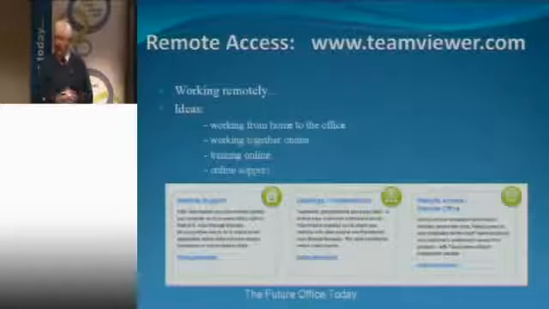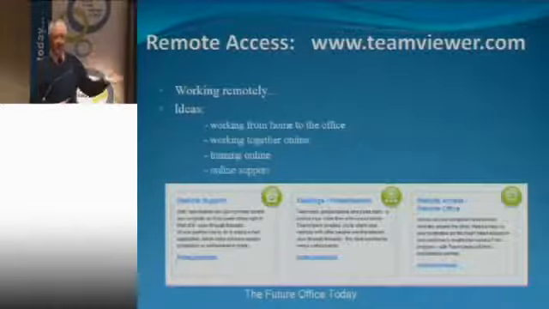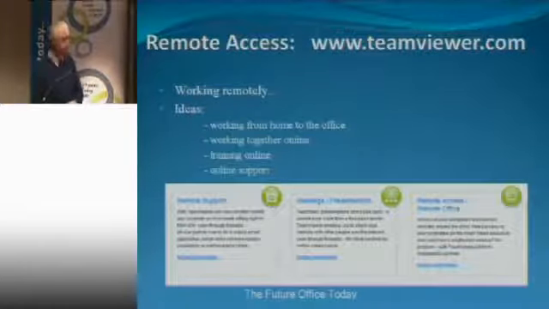So the ways that you might use remote access: working from home. So you want to work from home 2 days a week instead of travelling 40 miles, 50 miles. How can you get into your office? You could use a VPN, a virtual private network. You could use something like Teamviewer remote access.